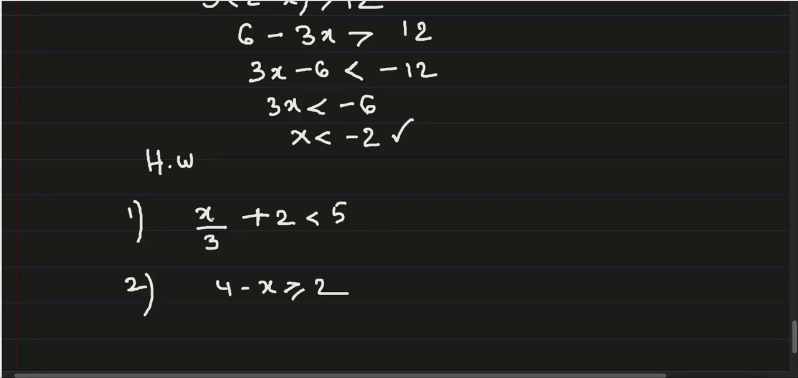Got it. Okay, now you know the golden rule now. Divide or multiply by negative, flip the sign. So in the next video, we draw these on the number lines and then we handle word problems.